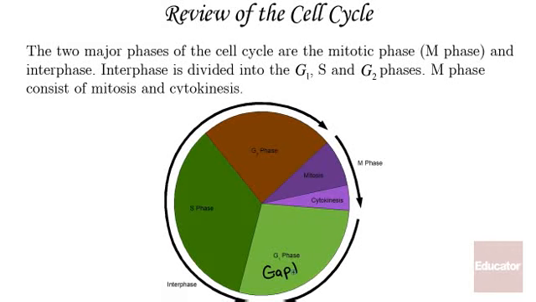The cell is duplicating its organelles, so it's making new organelles, cytoplasm, protein, cell membrane components, everything the cell will need to split into two daughter cells. S phase is the synthesis phase.